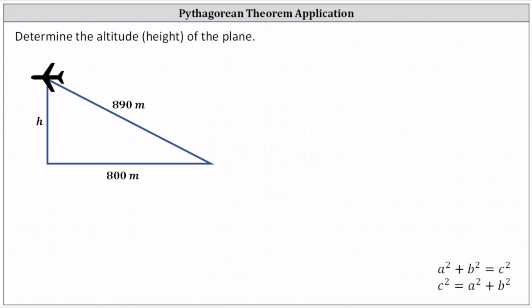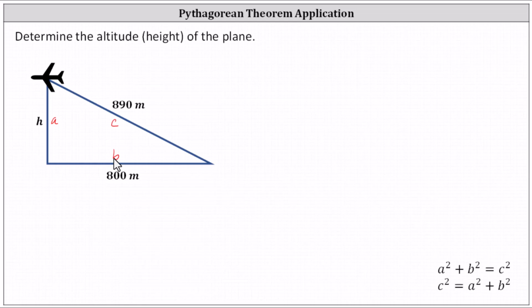Recall the Pythagorean theorem can be expressed as a squared plus b squared equals c squared, or c squared equals a squared plus b squared, where c is the length of the hypotenuse and a and b are the lengths of the two legs. The hypotenuse is always the longest side of the right triangle, which indicates in our case the hypotenuse c has a length of 890 meters, and it doesn't matter which leg is a and which leg is b. Let's let the height be leg a and the ground distance be leg b.